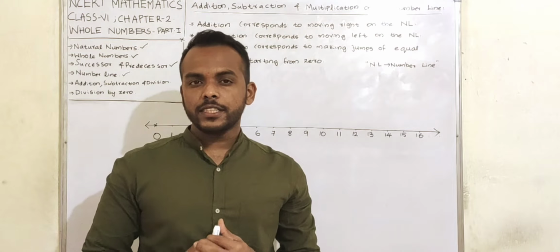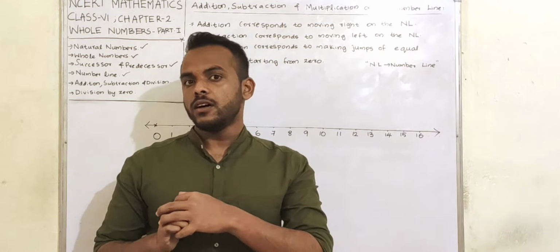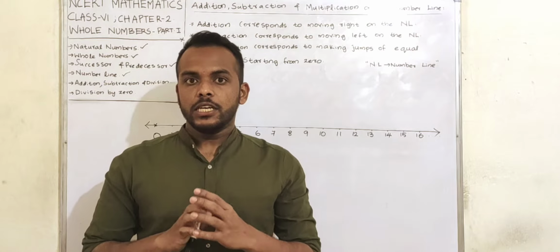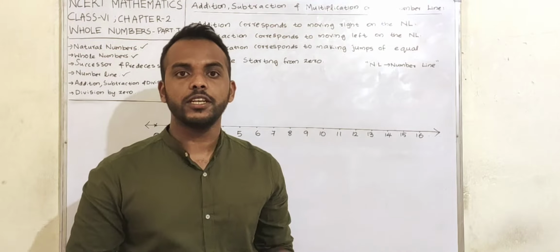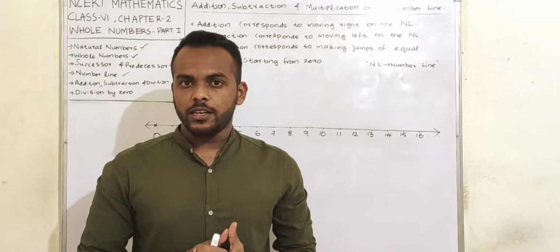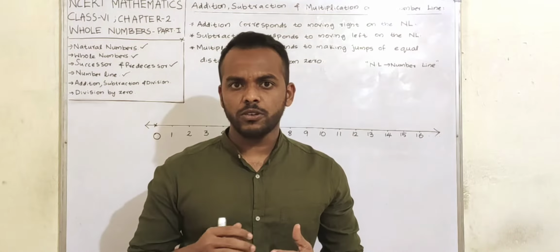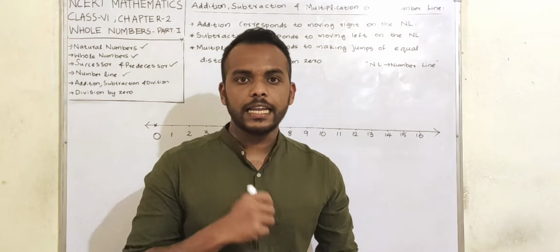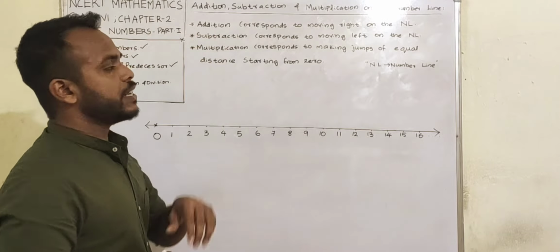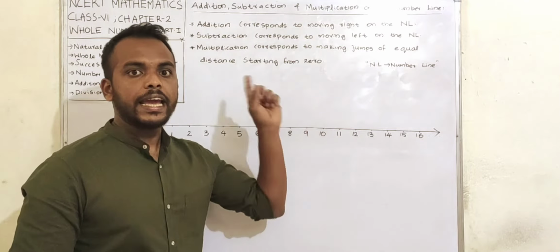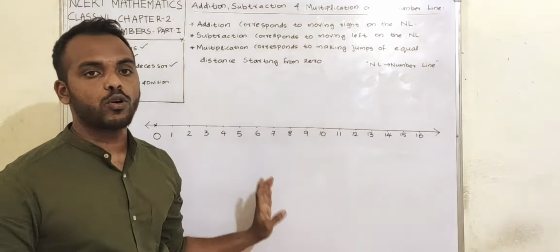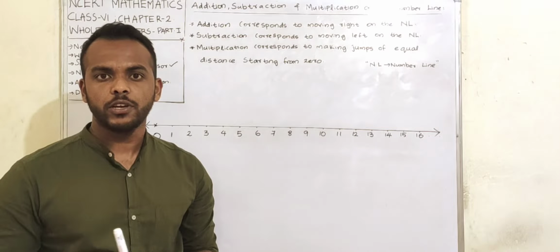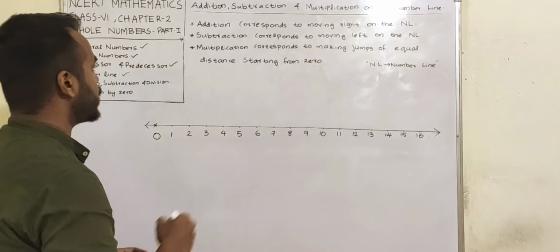Now let's see what help the number line gives us. Basically, we can do addition, subtraction and multiplication using a number line. Can you think how? Or do you wonder how this can be done? Let's see. The first one, addition. Addition corresponds to moving right on the number line. That's called addition. You may be wondering how. I will give you an example.